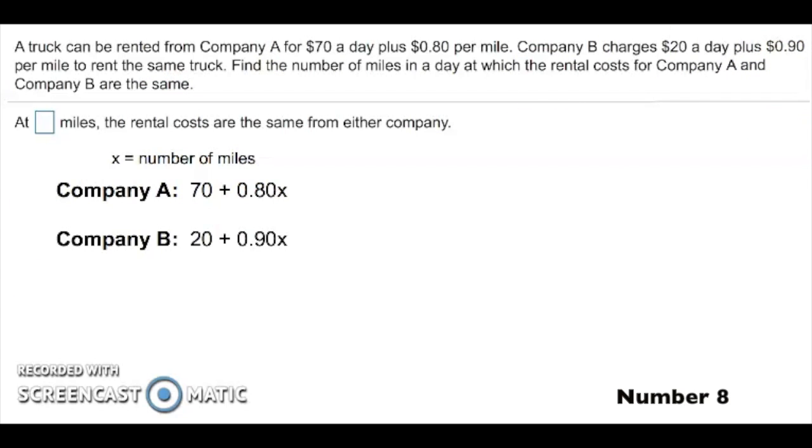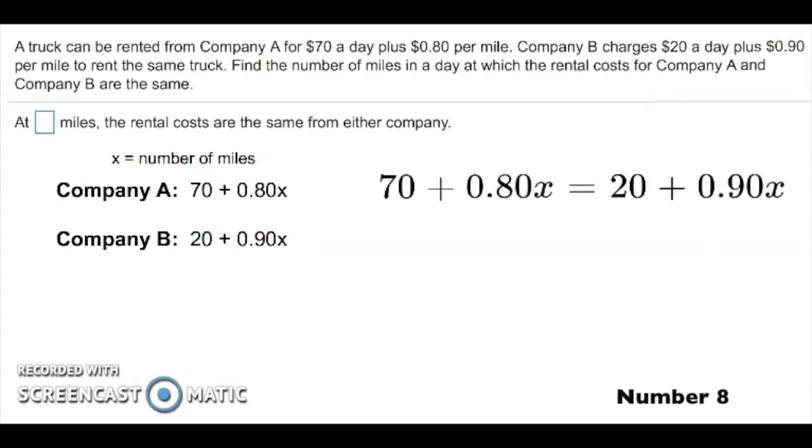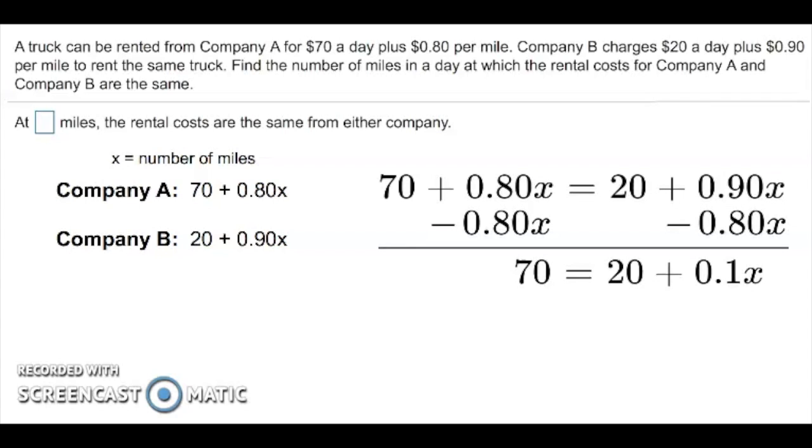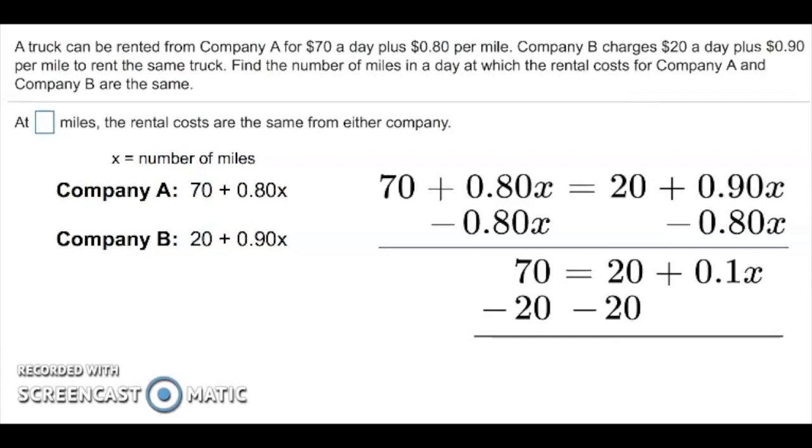Now, since we're looking for the number of miles in a day that they're the same, that means equals, so we set them equal to each other. So we start by subtracting 0.80x from both sides. We'll get 70 equals 20 plus 0.1x. Then subtract 20 from both sides. You'll get 50 equals 0.1x.